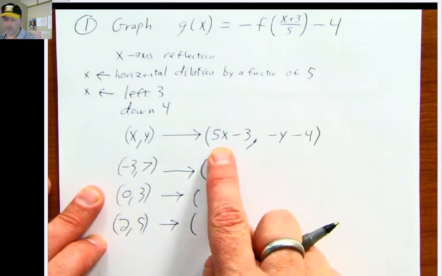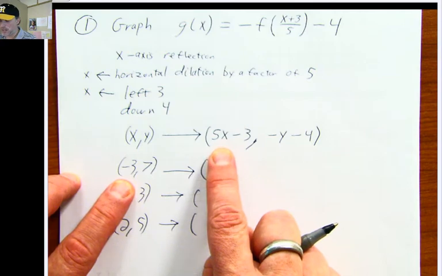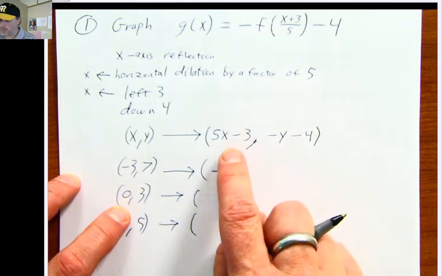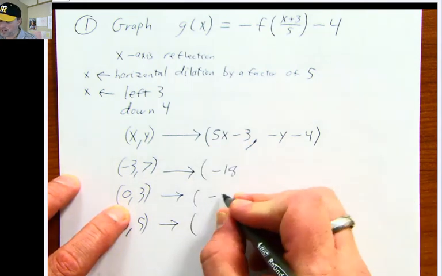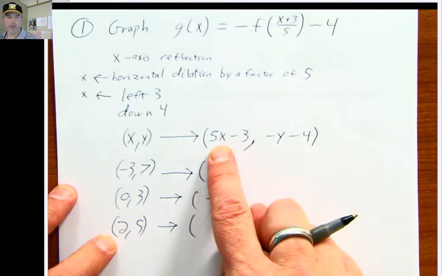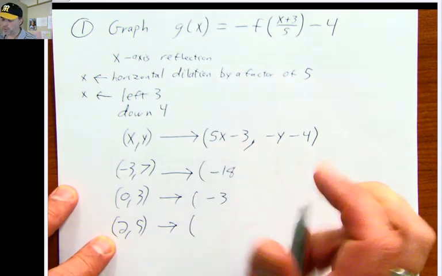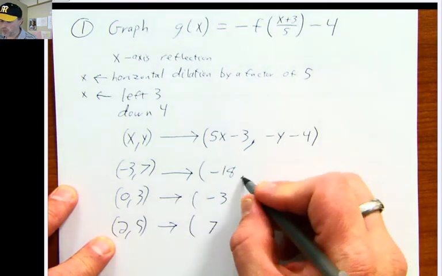So 5 times negative 3 is negative 15. Negative 15 minus 3 is negative 18. 5 times 0 is 0. 0 minus 3 is negative 3. 2 times 5 is 10. 10 minus 3 is 7. Y-coordinates.